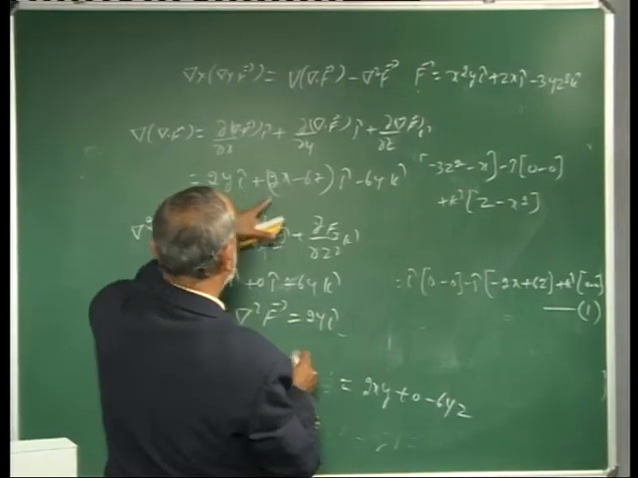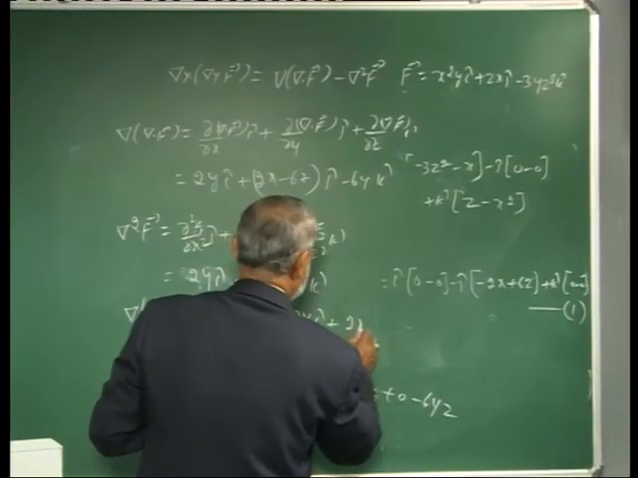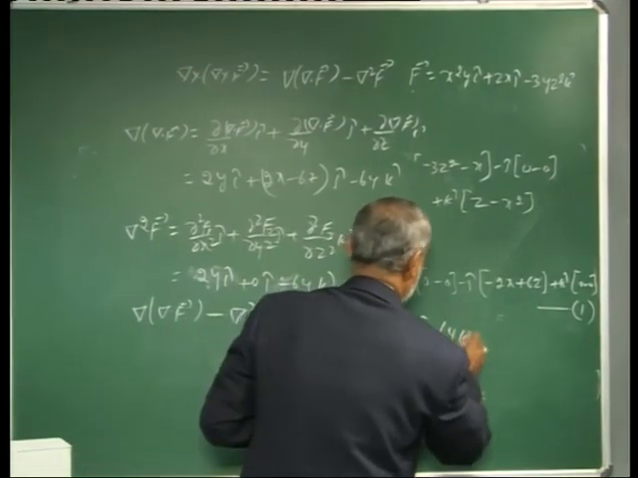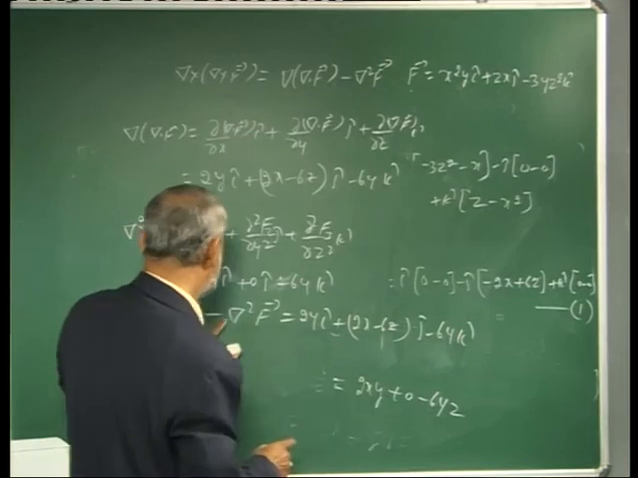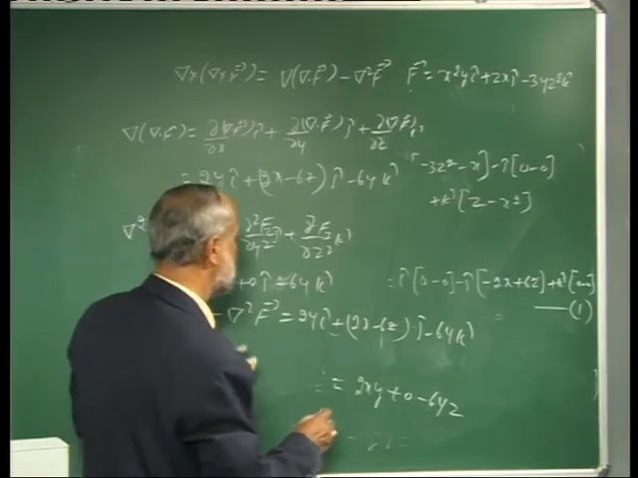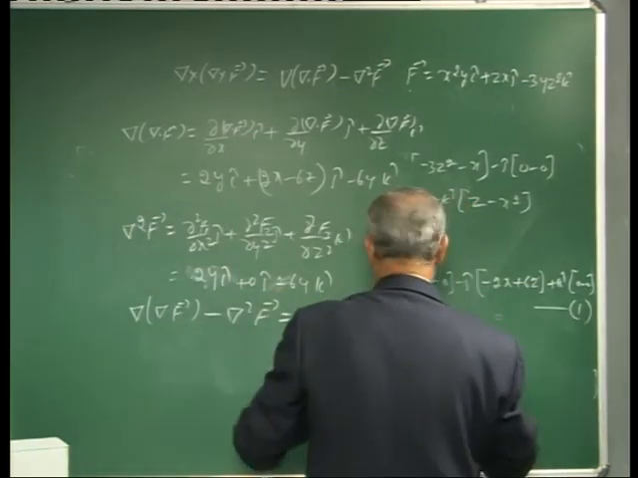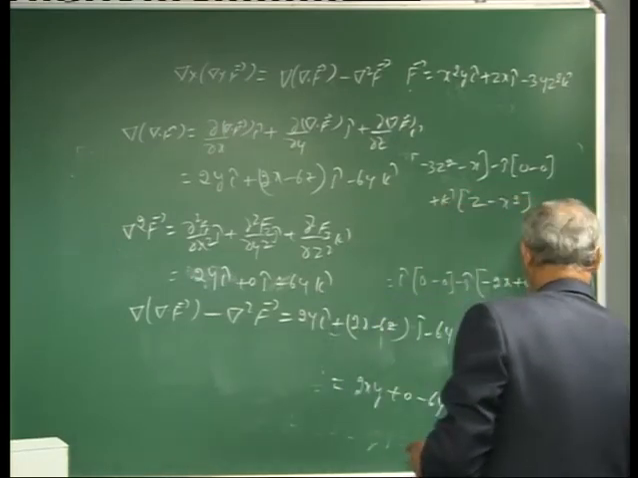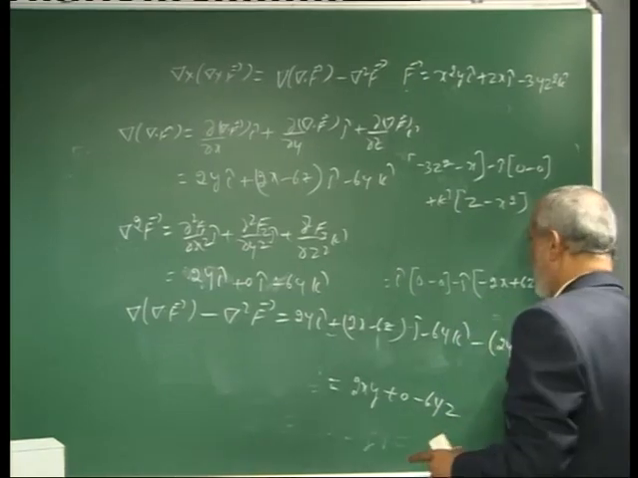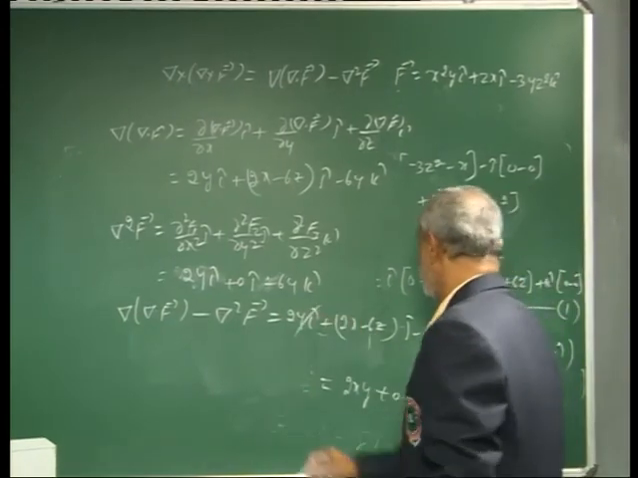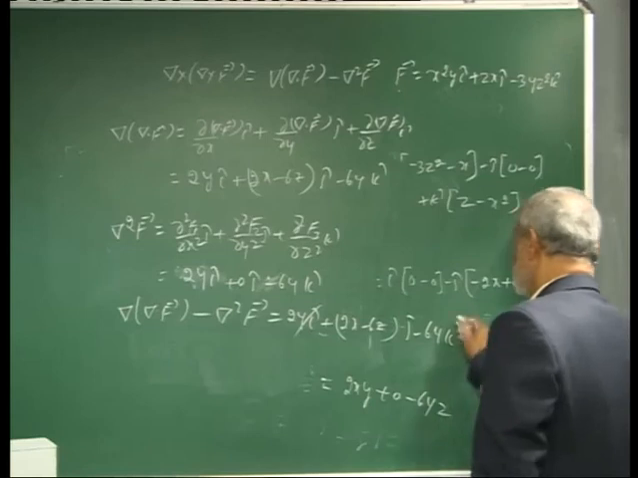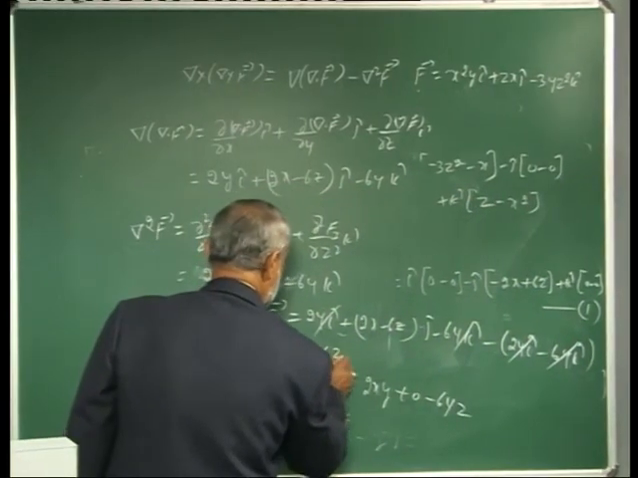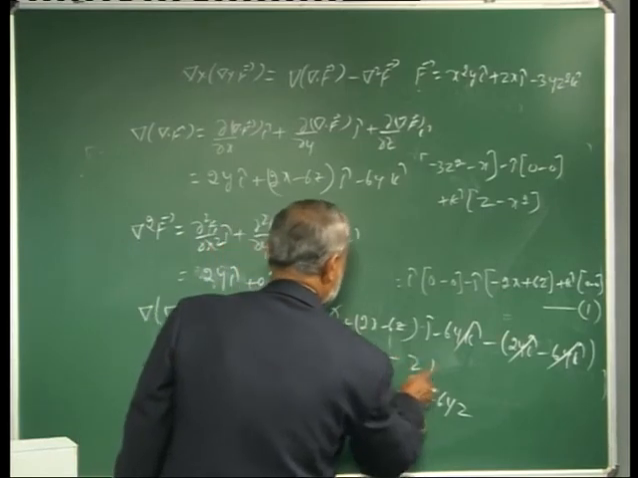Already found: 2y i vector plus (2x minus 6z) j vector minus 6y k cap, then minus del squared f vector, which is minus of 2y i vector minus 6y k vector. Here minus 2y and this 2y get cancelled, and this minus 6y term also cancels. This is equal to (2x minus 6z) j cap, call it equation 2.